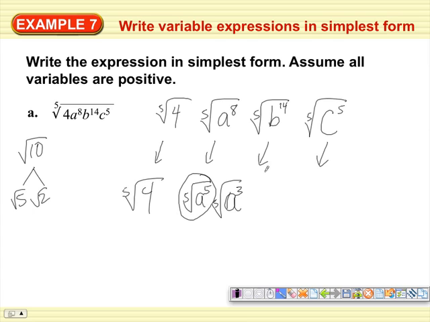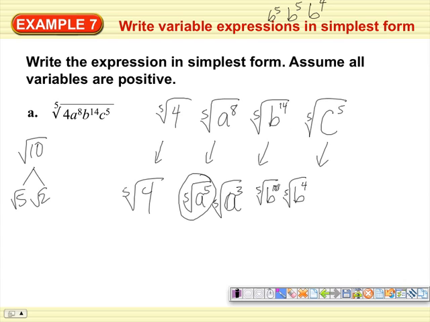Okay, next one. B to the 14th. Break that up into two things, or three things if you want to. What is b to the 14th? b to the 5th, b to the 5th, b to the 4th. You can do three things. You can do as many as you want, really. Or you can just do b to the 10th, b to the 4th. It's up to you, however you see it. So look, I'm going to do b to the 10th. So the fifth root of b to the 10th and the fifth root of b to the 4th. Everybody get that? B to the 14th, b to the 10th, b to the 4th.